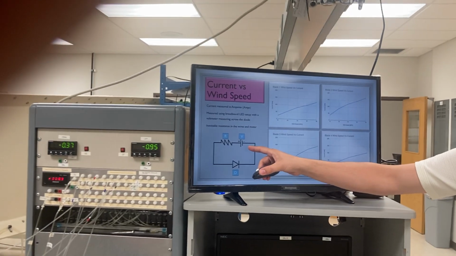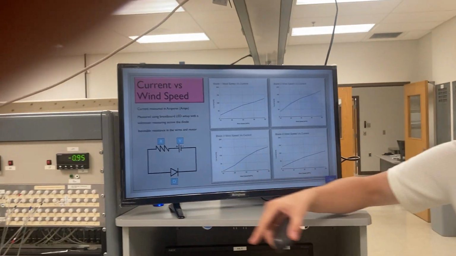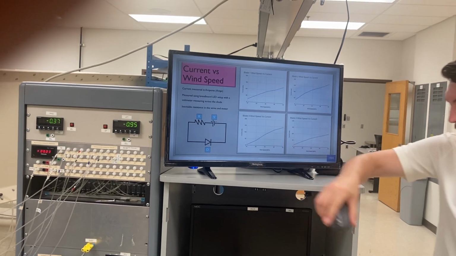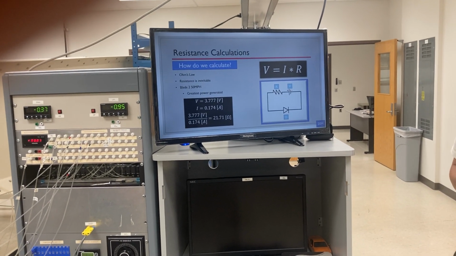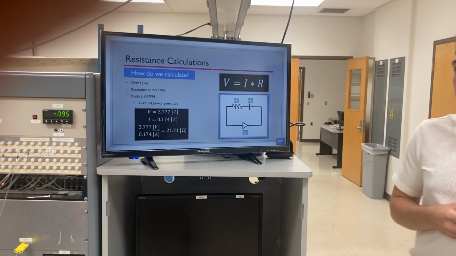And I made this little diagram. We have our voltage source, which is the turbine, with some amount of resistance, which we were able to calculate thanks to having voltage and current in the diode. So next slide here, we give our resistance calculations. Resistance is found with Ohm's law, V equals IR. Resistance in any circuit is inevitable.